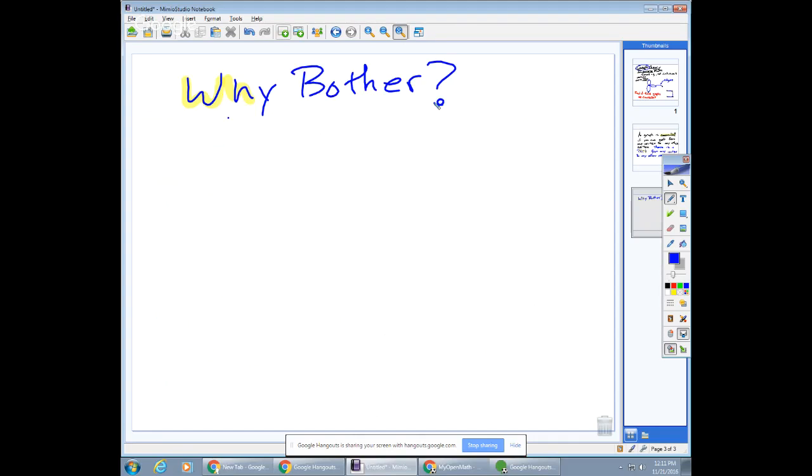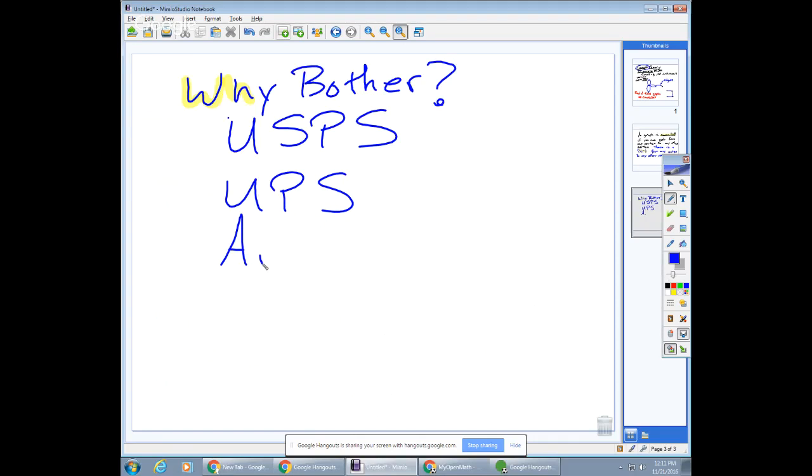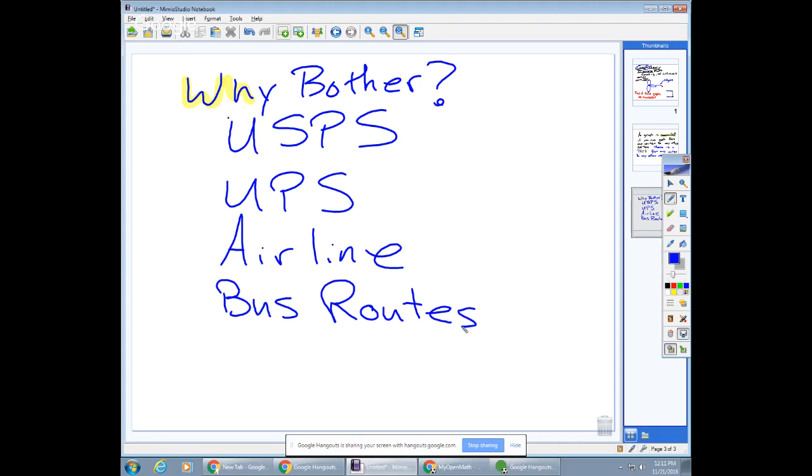But it turns out there are a lot of applications for this. People, institutions, groups that think this is important include the United States Postal Service. UPS thinks this is pretty important too. Any airline company, this is very important too. Companies that do bus routes, yeah, bus routes, that comes up for. If you're a company who ships a lot of stuff like Amazon, this is super important to you.